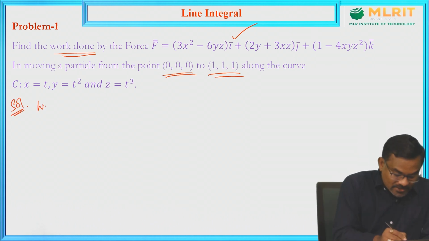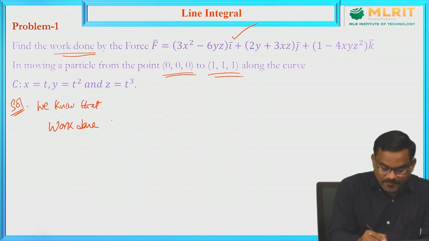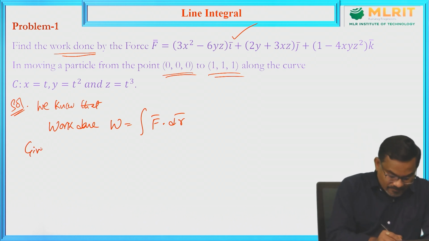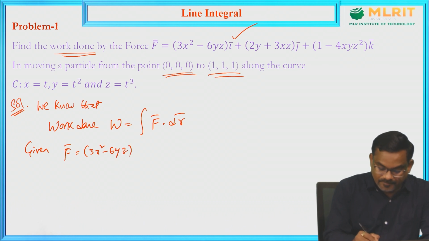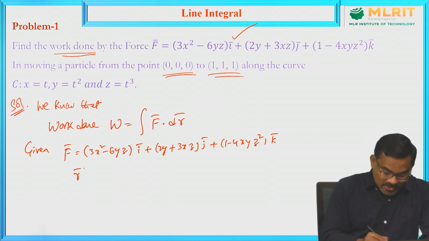And we know, what is the work done? How can we find the work done by a force vector? W is the line integral of F bar dot dr bar. And that F bar is given. F bar is (3x square minus 6yz) i bar plus (2y plus 3xz) j bar plus (1 minus 4xyz square) k bar. And what is r bar? r bar is x i bar plus y j bar plus z k bar.